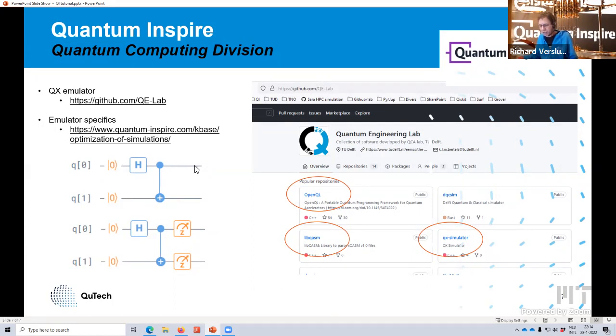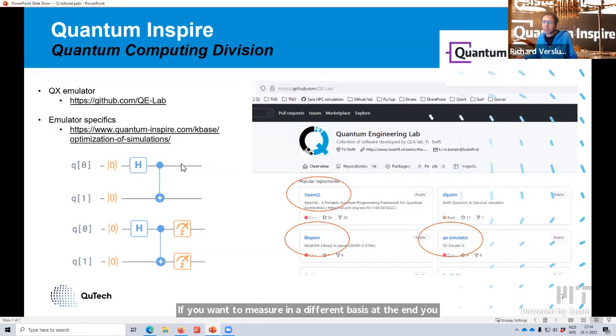So in general, when you use our emulator, don't use measure statements at the end. And I can't repeat this enough. If you want to measure in a different basis at the end, you can pre-rotate the states at the end in such a way that the measure at the end, which will always be done in the Z basis, is then done in a different basis. On the hardware backends, that's also a little bit different. You can specify different bases to measure your algorithm in.